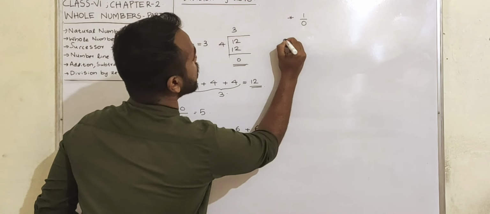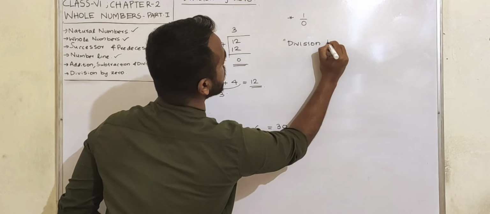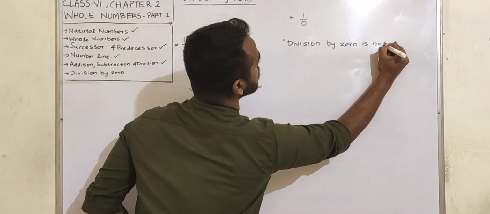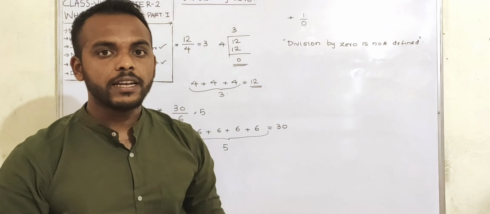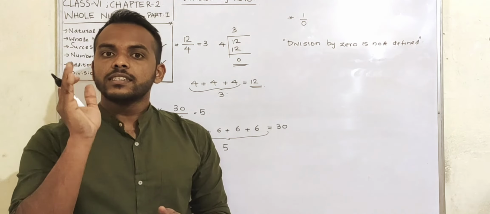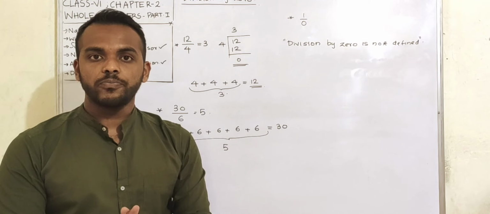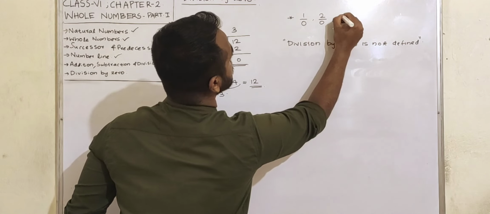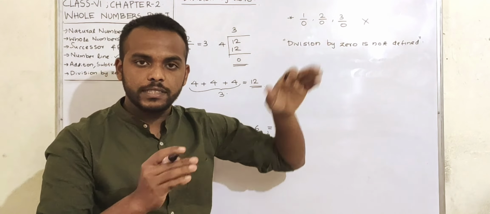So this is the last idea that we should have on this topic: division by 0 is not defined. So keep this in your mind. We cannot divide any number by 0. We cannot divide by 0. That's all. Now 2 by 0, 3 by 0: these are all not possible, or not defined.